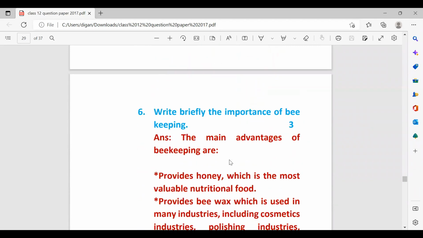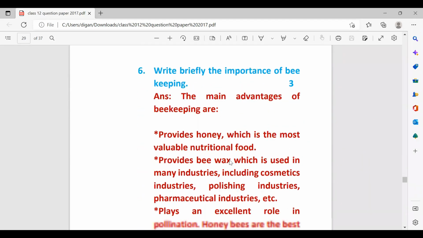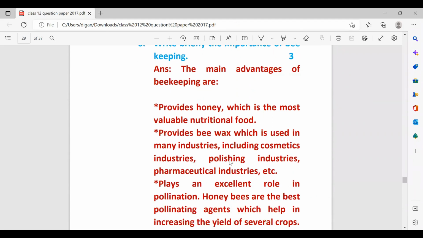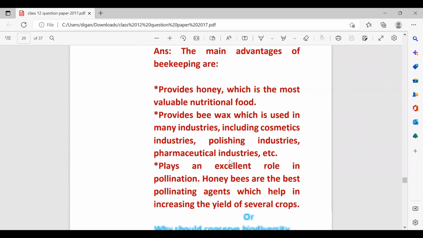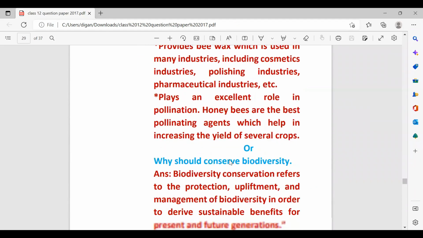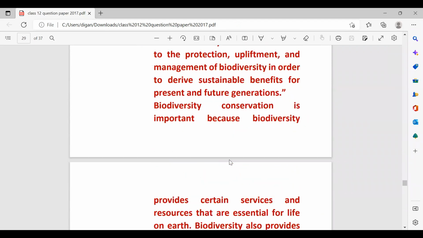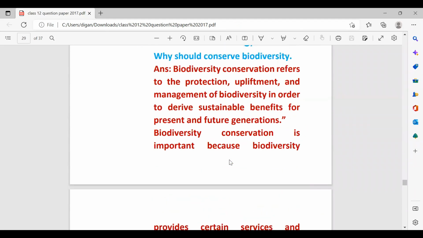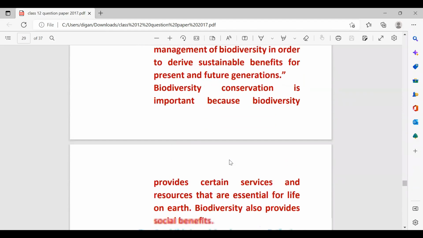Write briefly the importance of beekeeping. So this is the answer, meaning the advantages or the importance of beekeeping. Next, why should we conserve biodiversity? So this is why biodiversity conservation is important. That answer is given here.